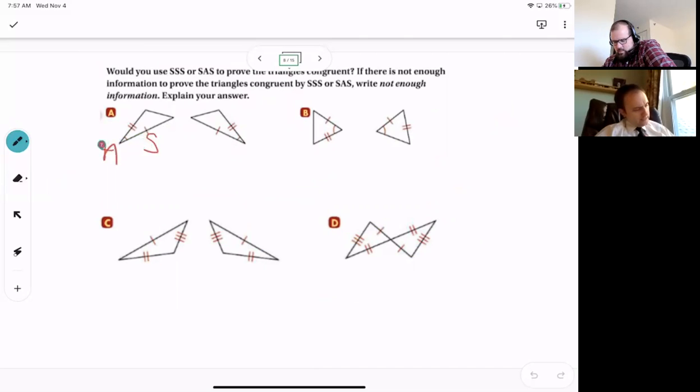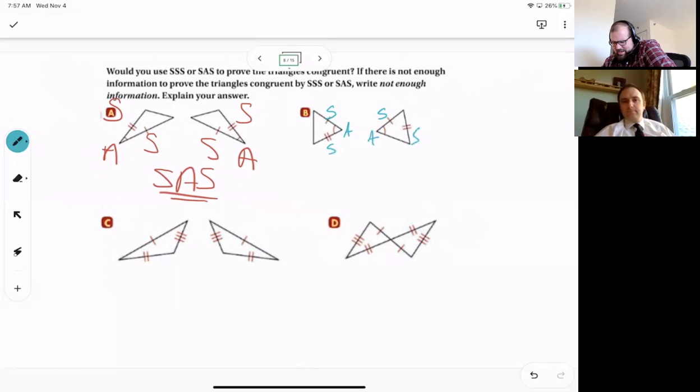So it looks like we have, if I go with your labeling idea, a side, an angle, and a side, and a side, an angle, and a side. So is that just side, angle, side? It is. Okay. So I'd say yes, because we know that that one works for now. B, I'm looking at the same thing. I've got a side, an angle, and then a side, and then a side. Oh, an angle, and then a side.